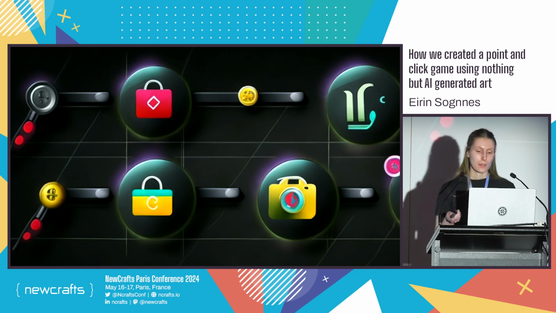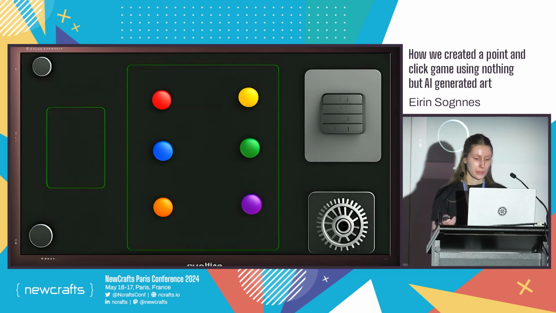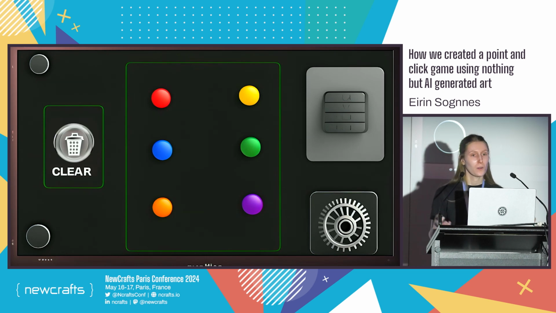So what we ended up with was this. You can still see our original idea, but it's a lot better. And what we were missing here is the computer screen, so we added that, and we also added in a clear button, all AI generated, of course. And doing text a year ago was pretty hard, so we were really happy with this button.